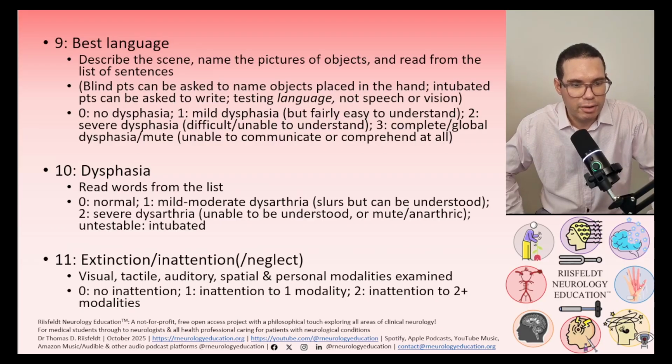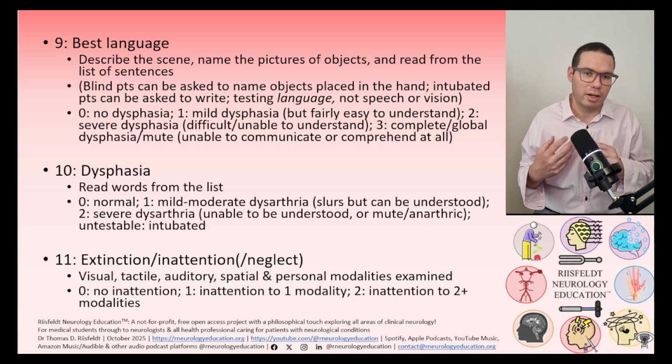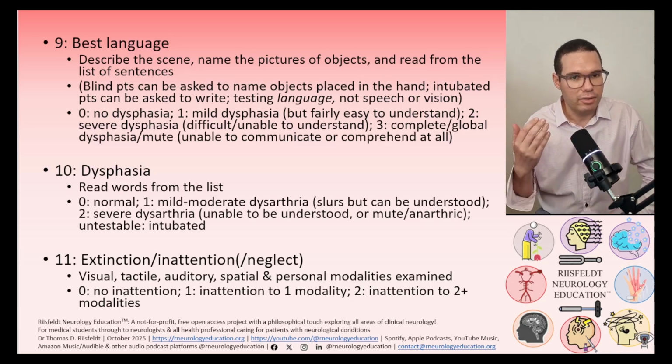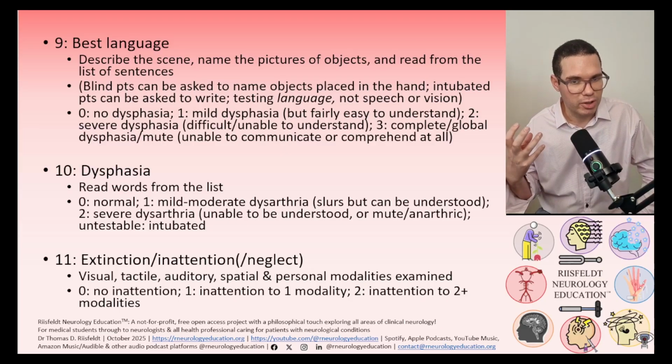The next item is item number 9, best language. So here you need some equipment, but you can just get it on your phone. And there's this particular scene. The one that I'm familiar with is the cookie jar scenario. And then there are these pictures of various objects, and the page that I'm familiar with has got a hammock and a feather, etc. And then there are some sentences which you ask the patient to read from.